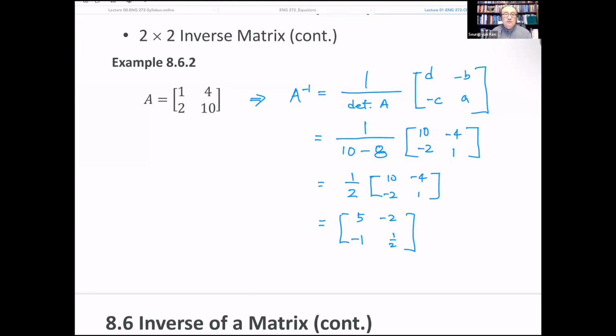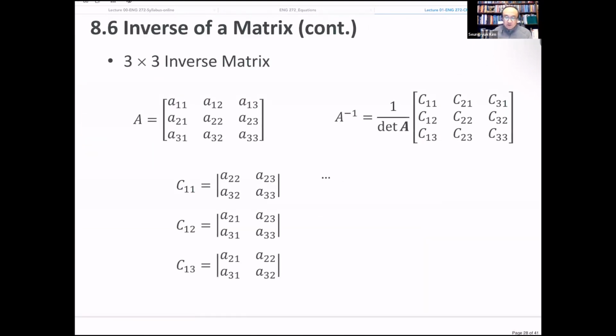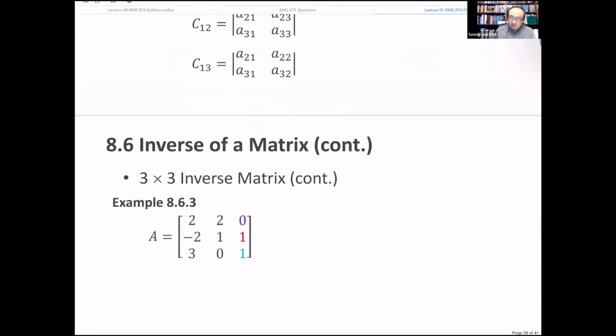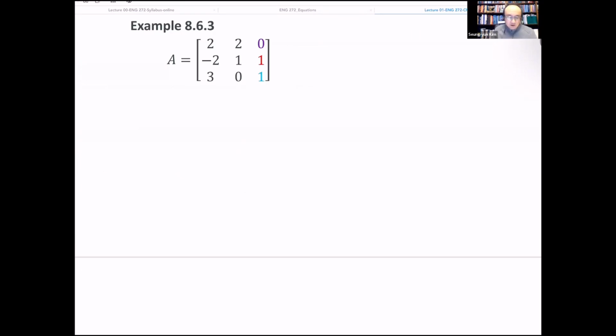2 by 2 matrix, fairly easy. 3 by 3 is a bit challenging. We need to find the determinant, and then find C11, C12, C13. C11 is the determinant of these 4. C12 is the determinant of these 4. And then you need to also follow positive, negative. So it's really complicated. I want you to learn this technique, and I want you to use this technique for our class. Finding the delta.